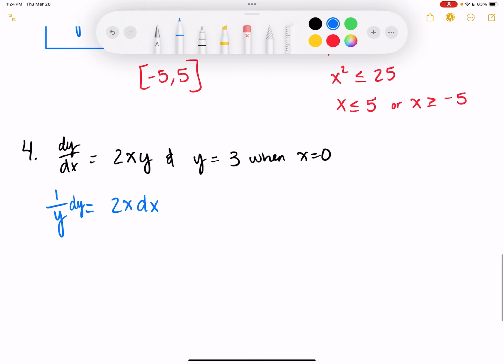So then I integrate both sides with respect to their variable. So that left side is kind of weird. That's like one of our special ones. So what does that give us? ln of y. And how about the other side? x squared plus c.